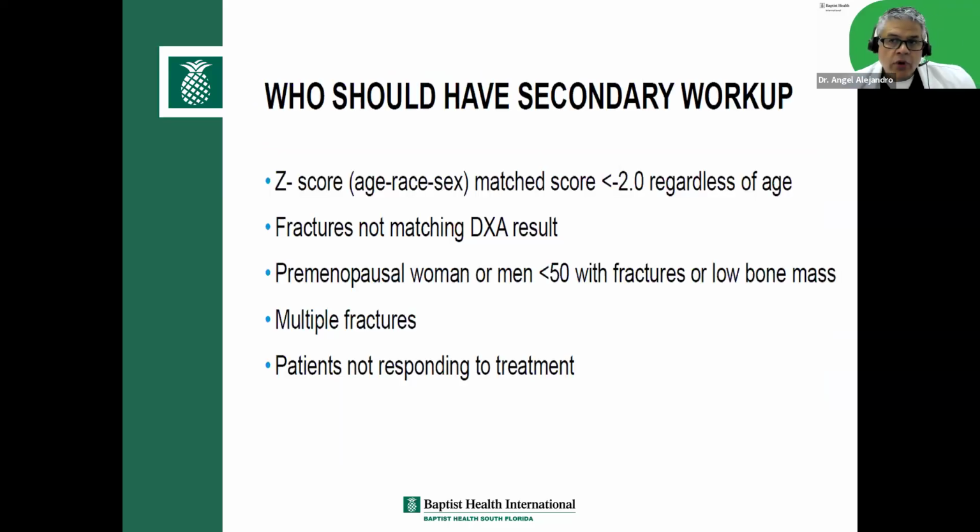So who should have a workup? If you get a patient who's less than 65, you're going to have to screen for all these things. If you have a patient less than 50, a young person, then that's clearly abnormal.